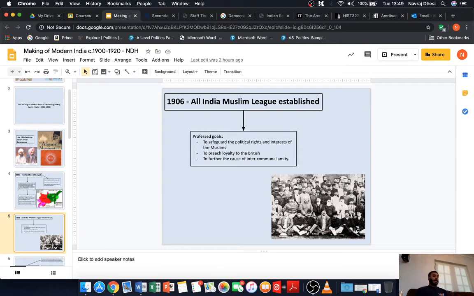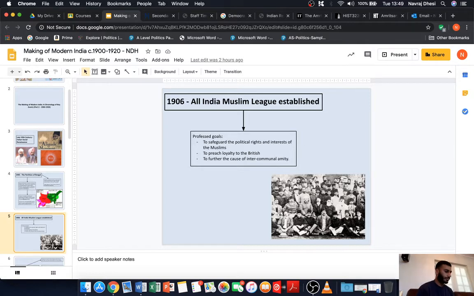Right, we've then got the establishment of the All India Muslim League in December 1906. Okay, so the establishment of the All India Muslim League in 1906 is, by some historians and some commentators, argued to be a byproduct of the Aligarh movement in the late 19th century.